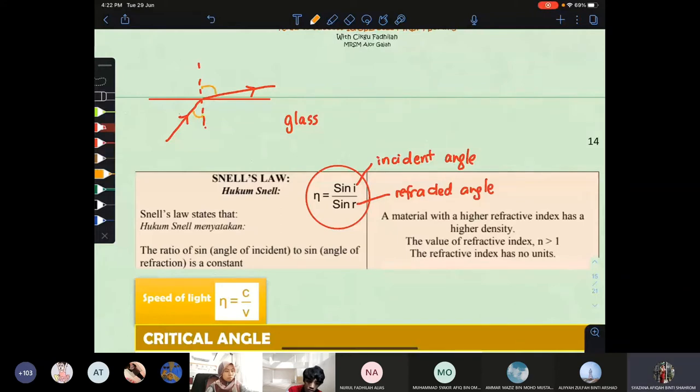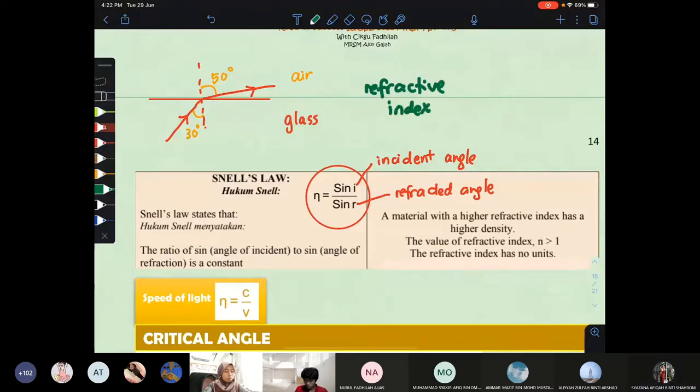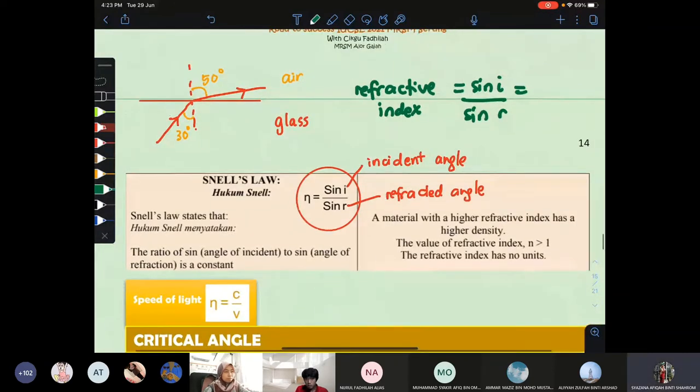So, let's say this one is 30 degrees and this one is 50 degrees. This one is in the air. Now, what is the refractive index of this situation? Anybody want to try? The refractive index is this formula: sine i over sine r. So, what is our sine i right now?